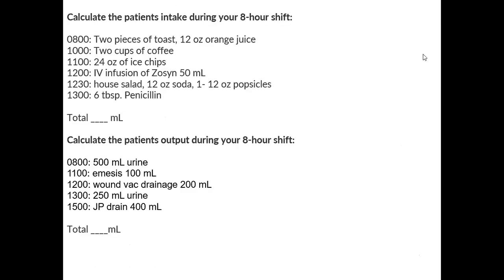All right, so we're going to calculate the patient's intake during an 8-hour shift. Here is your intake. The patient had 2 pieces of toast, 12 ounces of orange juice, 2 cups of coffee, 24 ounces of ice chips, an IV infusion of Zosyn, 50 mLs, a house salad, 12 ounces of soda, 1 12-ounce popsicle, 6 tablespoons of penicillin. And then we're going to calculate their output. They had 500 mLs of urine, 100 mLs of emesis, the wound vac, which was 200, the urine output of 250, and the JP drain of 400.